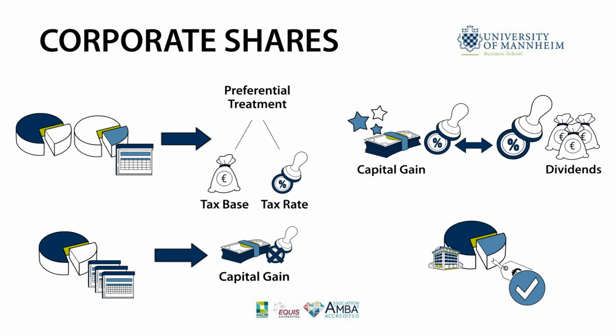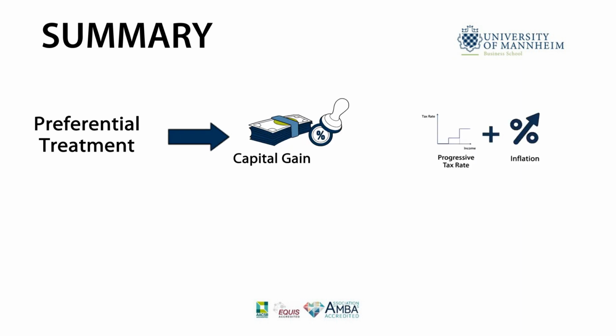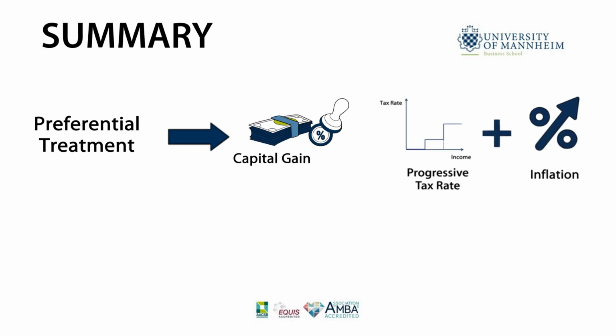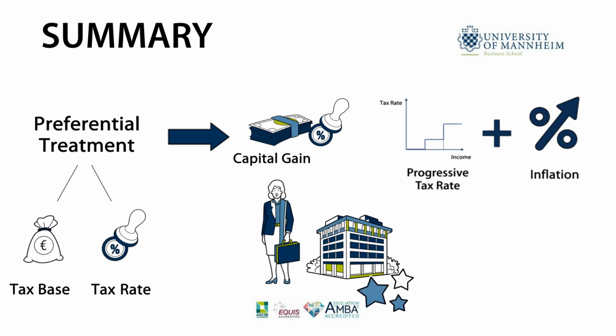instead of receiving dividends. To summarize, many countries allow for preferential tax treatment of capital gains to account for progression and inflation. The preferential treatment can address the tax base, which is the computation of the capital gain, or the tax rate. Both businesses and individuals may benefit from preferential treatment.